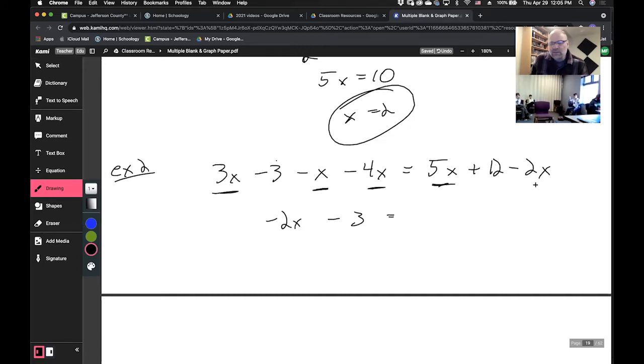Okay, look, we've got some like terms over here. So 5x and a negative 2x, that's just a 3x. And then that 12 doesn't combine with anything. So here's our equation. Now we're back to less than 95. We've got variables on both sides. Which one do you want to get rid of? The negative 2x or the 3x?